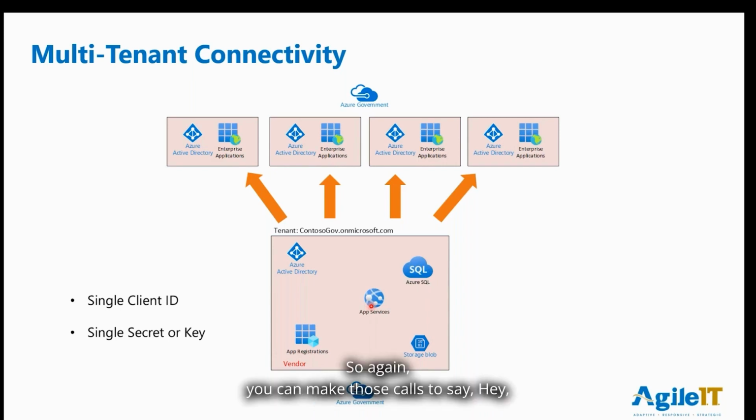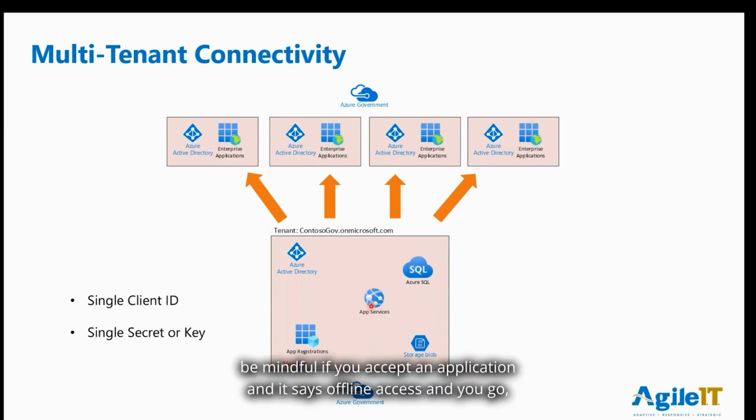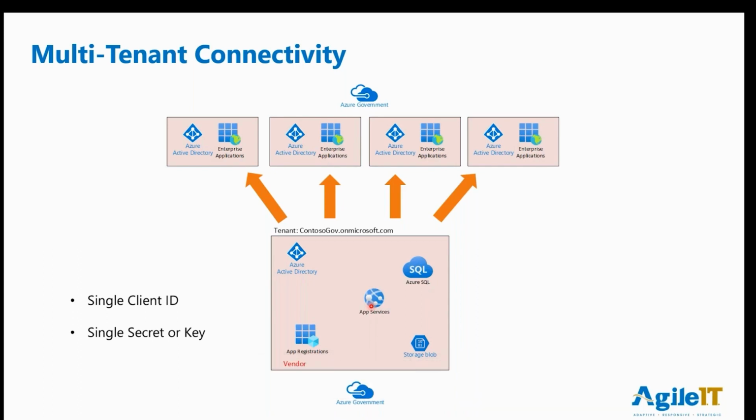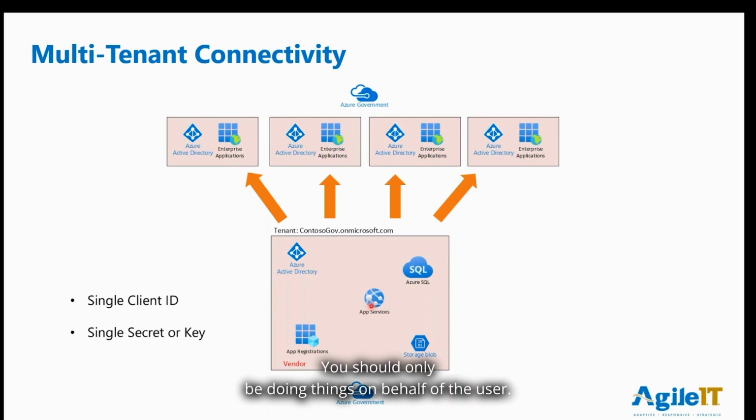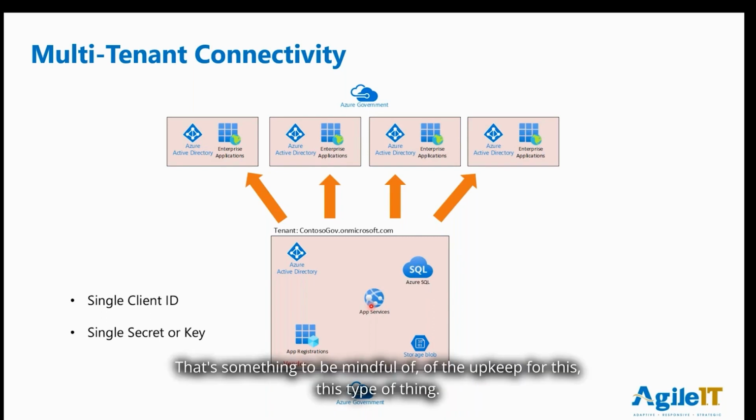So again, you can make those calls to say, hey, here's what I need, and the calls on behalf of the users. And then there's also the, hey, I want you to consent for this application, but I want to do stuff in the background. So from a management side, be mindful if you accept an application and it says offline access and you go, hold on, what are you doing in the background? You should only be doing things on behalf of the user. But that thing needs to be refreshed. I think typically it's about 60 or 90 days that you'd have to actually go get another code and then go through that process. So it's something to be mindful of, the upkeep for this type of thing.